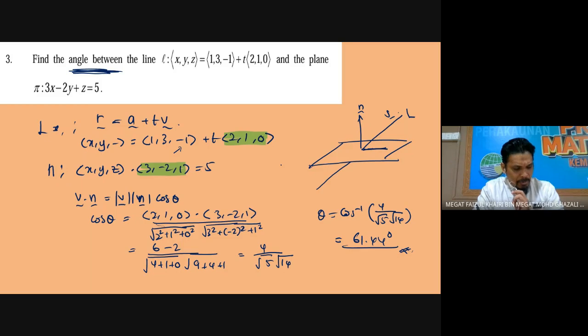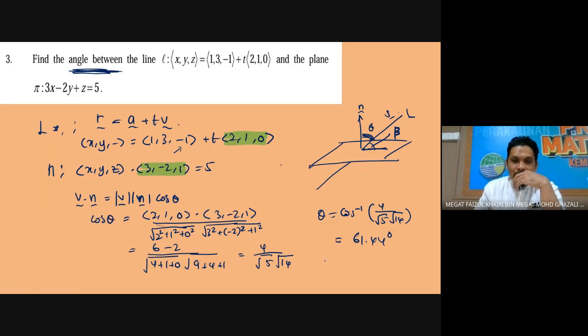Question number 3. Okay, class, 61.44 is the angle between the normal and the V. It's not the final answer yet. This is theta. So the angle between the line L and the surface of the plane is here, beta. Okay, so now this is not the final answer yet. Sorry, I made a small mistake.